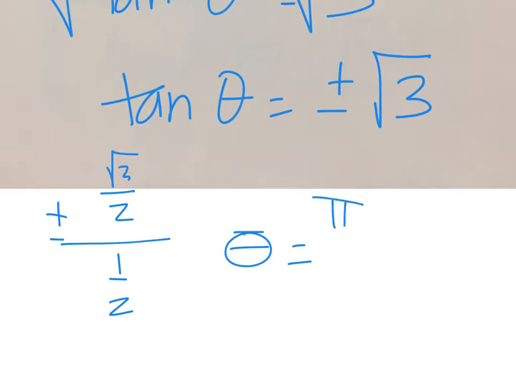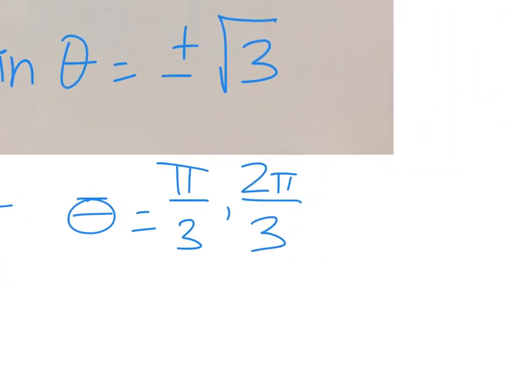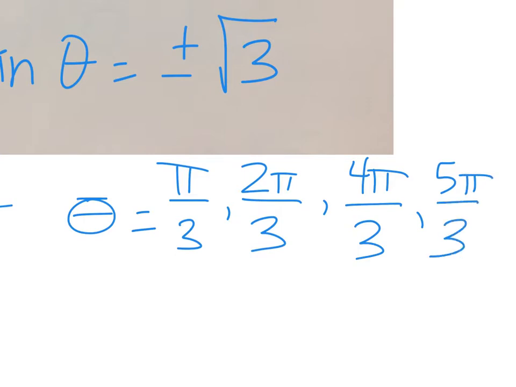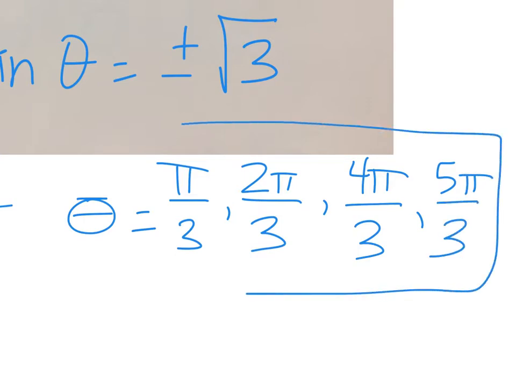This happens at pi over 3, where it's positive. At 2 pi over 3, it's negative, so we'll include that one. And then at 4 pi over 3, it's positive again, and at 5 pi over 3, it's negative. So at all four of those angles, the tangent is either positive root 3 or negative root 3.